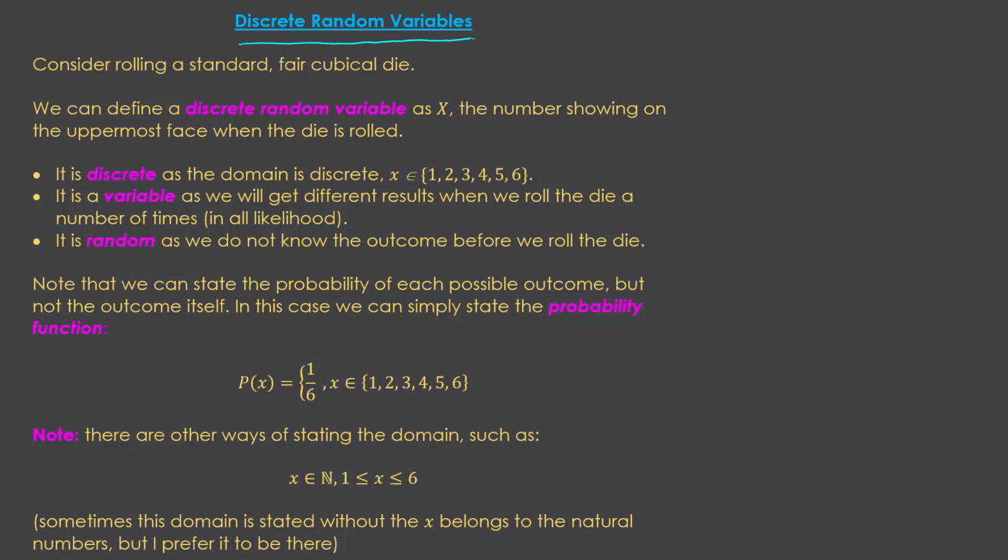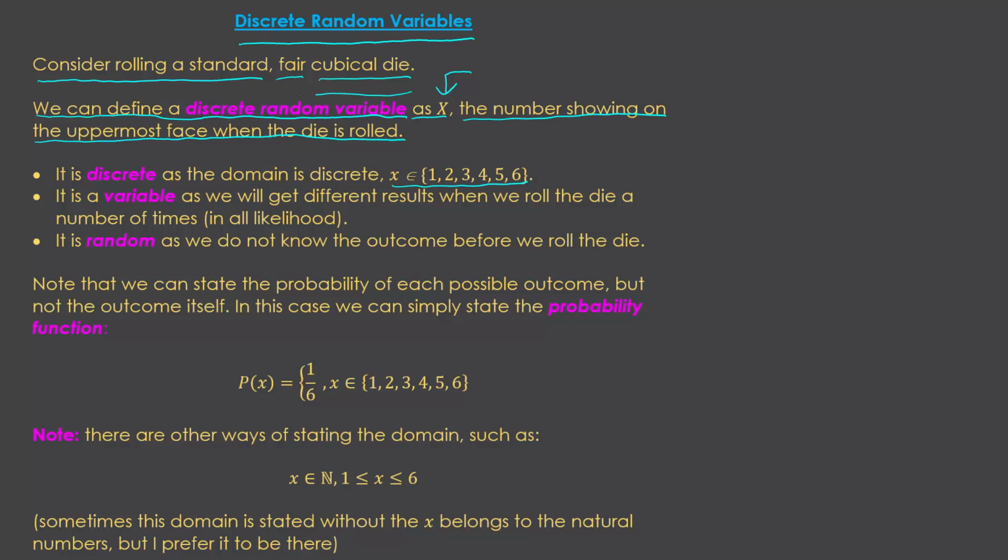Discrete random variables. Consider rolling a standard, fair cubical die. We can define a discrete random variable as x, the number showing on the uppermost face when the die is rolled. So our standard fair cubical die, as it says here, is numbered 1 to 6. When you roll a die, if a 5 is showing uppermost, then that would be the value of x.